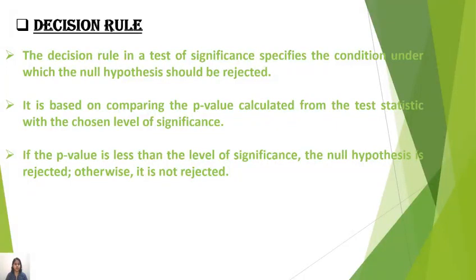Decision rule. The decision rule in the test of significance specifies the condition under which the null hypothesis should be rejected. It is based on comparing the p-value calculated for the test statistic with the chosen level of significance. If the p-value is less than the level of significance, the null hypothesis is rejected. Otherwise, it is not rejected.